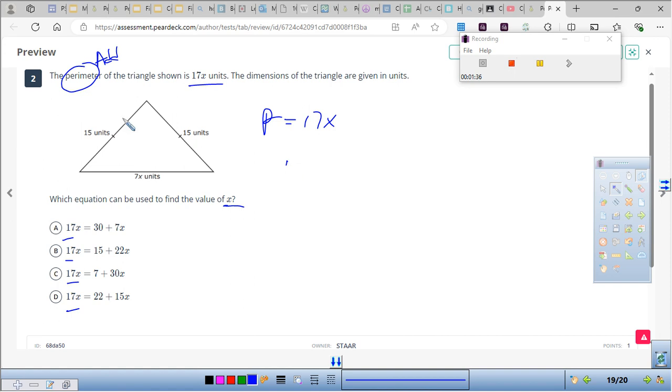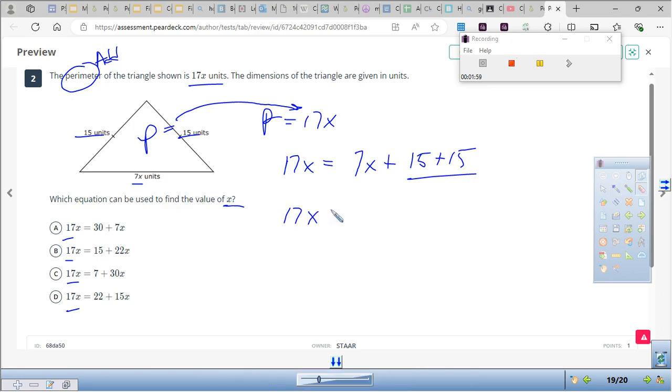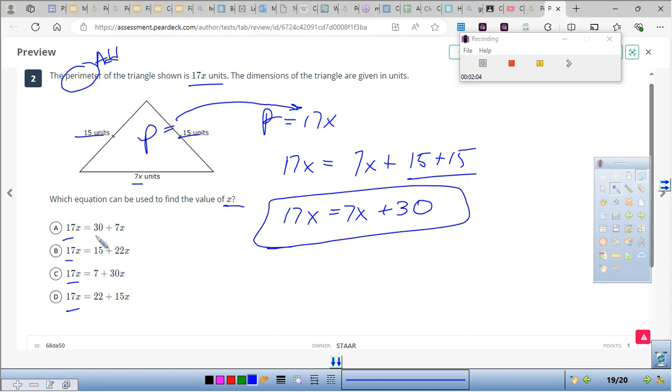Okay, so it's saying the perimeter of the triangle is equal to this over here, right? So the perimeter in this situation here, 17x, is equal to the perimeter here. So let's just add them all up and go with what? 7x plus 15 plus 15. We can do it in the brain. 17x equals 7x plus 30. I think this is it. Okay, not that one, not that one, not that one. Yeah, definitely.